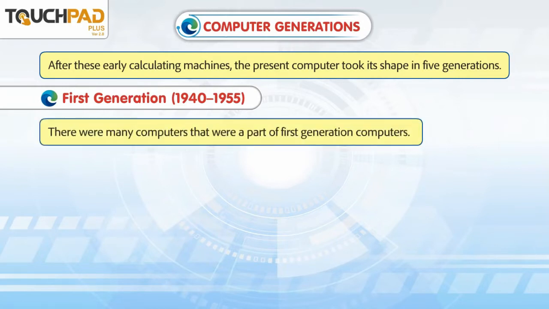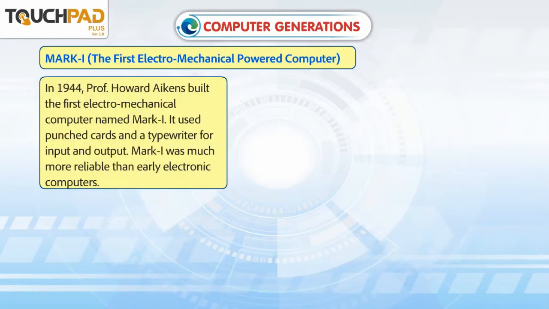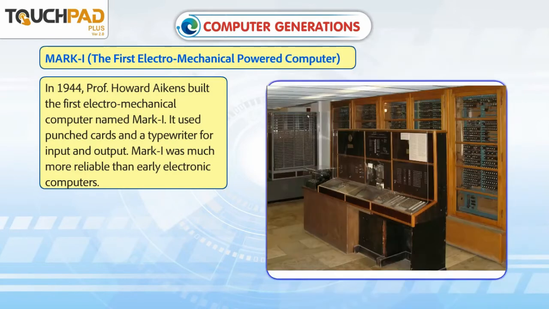There were many computers that were a part of first generation computers. Mark I, the first electromechanical powered computer. In 1944, Professor Howard Aiken built the first electromechanical computer named Mark I. It used punched cards and a typewriter for input and output. Mark I was much more reliable than early electronic computers.